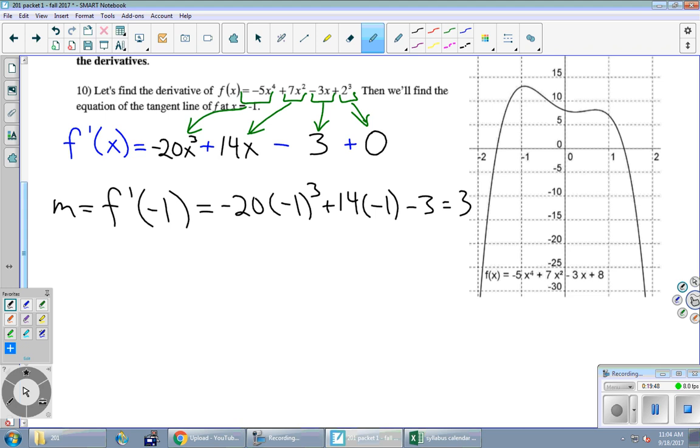Negative 1 into f of x, right? This is not a calculus question. This is just find the y value, which means plug into the function. So f of -1 is the next calculation. So we plug now into the original, not the derivative. So this is going to be our y value. So -5 times -1/4.